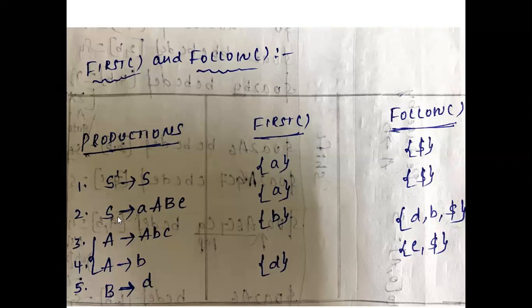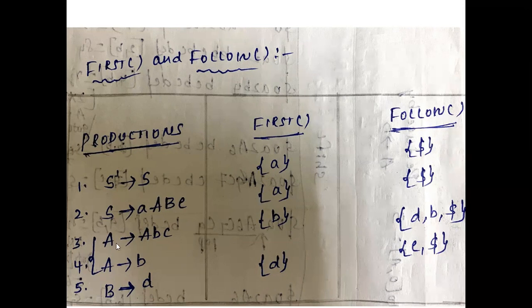Here I'm checking what is first of S. The first appearing symbol on the right hand side is A, right? And now the first of S is small a. Whatever output we get for first of S is the same for first of S dash. So for S dash and S, both outputs are the same in the first function.